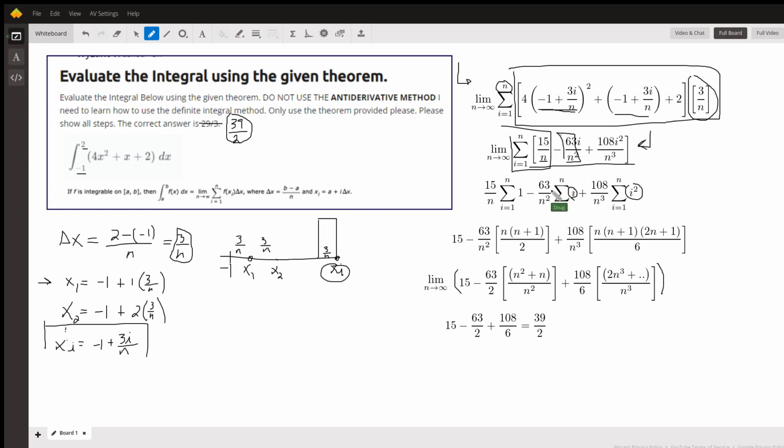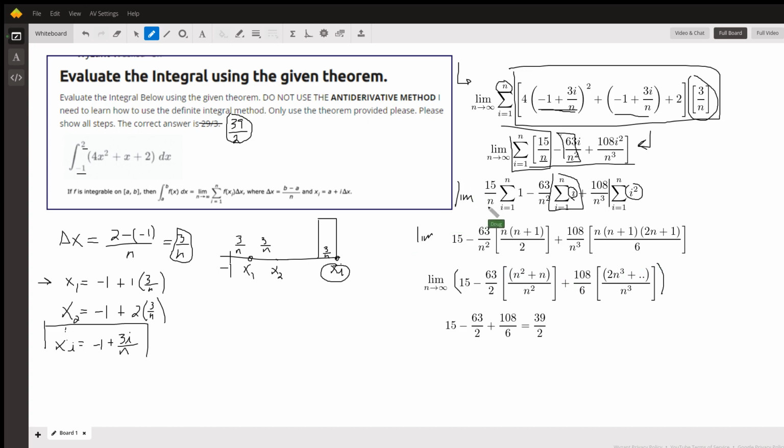And these are well-known formulas. So I can replace the sum from i equals 1 to n of i with n times n plus 1 all over 2. And the sum of i squared is n times n plus 1 times 2n plus 1 all over 6. Oh, by the way, I dropped off the limit as n approaches infinity from all of these. So there's the replacement. And now it's just a matter of algebraically simplifying and then taking the limit.